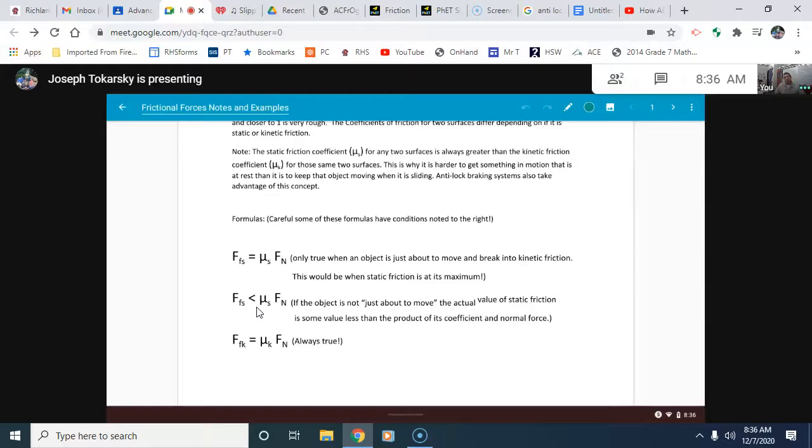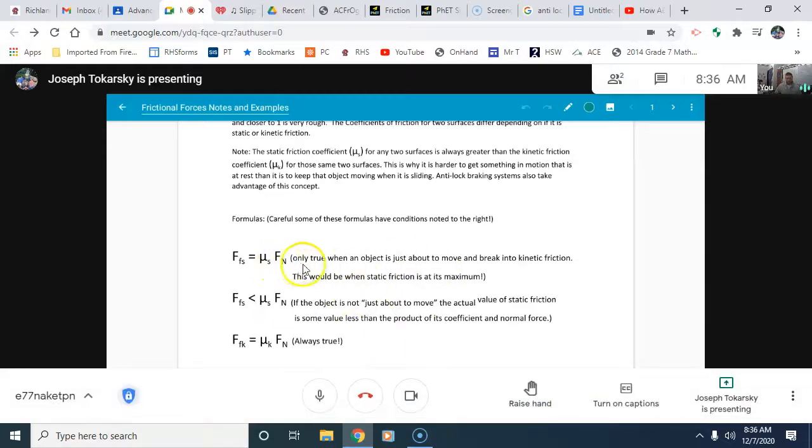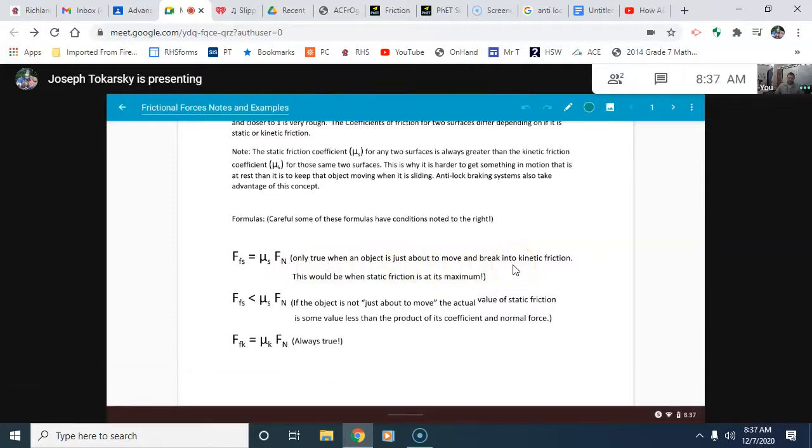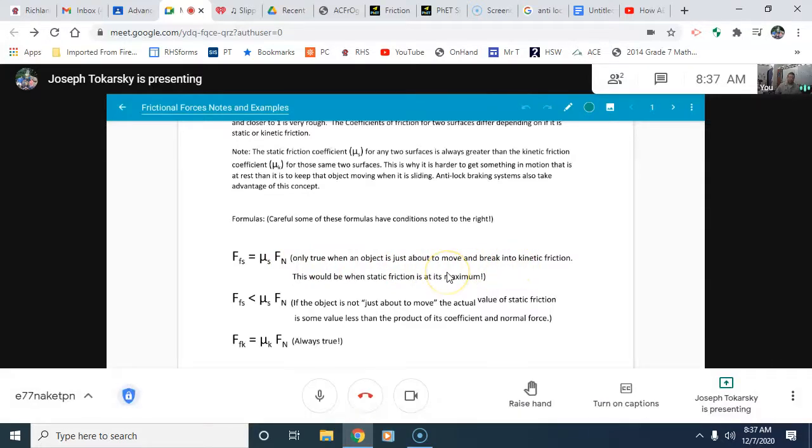All right, so if you look at a little note beside this formula with the equality, static friction only ever equals the coefficient of static friction times the normal force when an object is just about to move and break into kinetic friction, the breaking point. This would be when static friction is at its max. Therefore, it's equal to this product of mu times the normal force. And I'll show this in the simulation as well in a second.